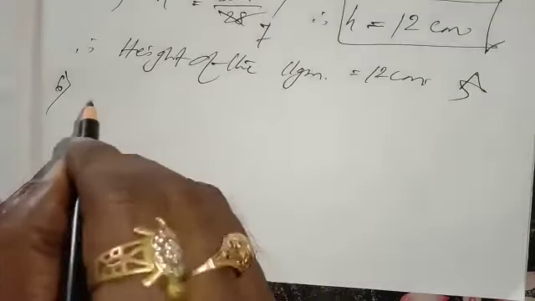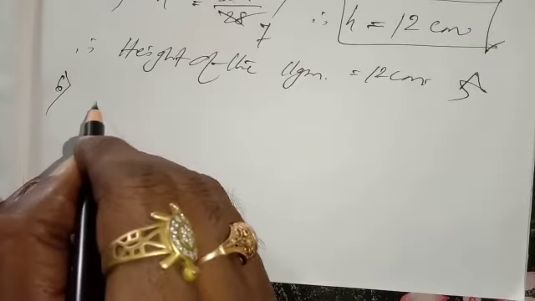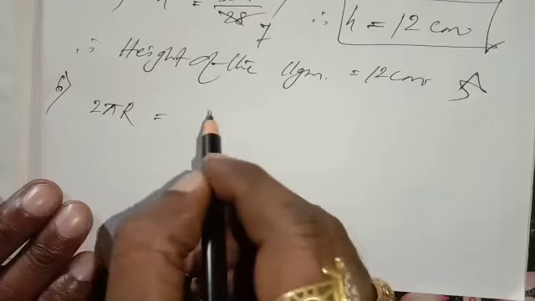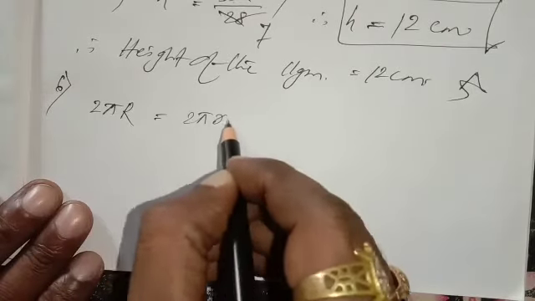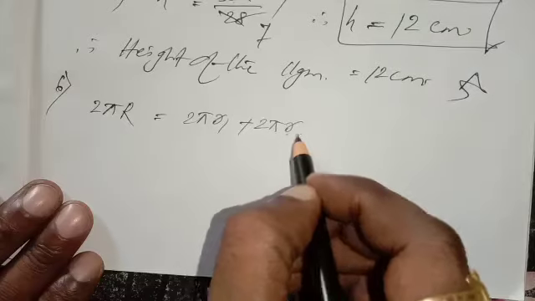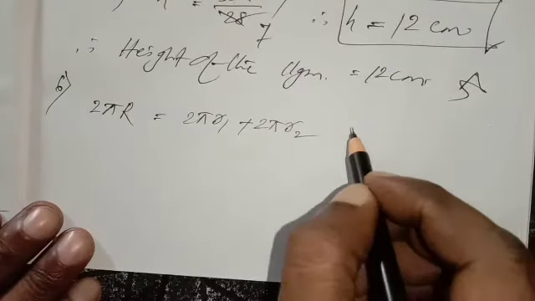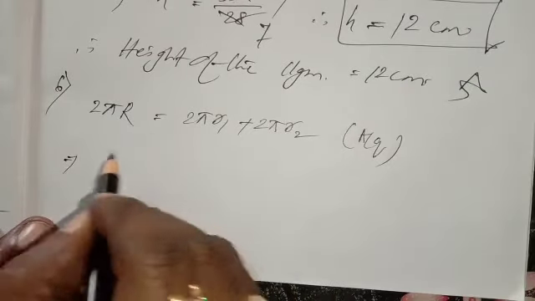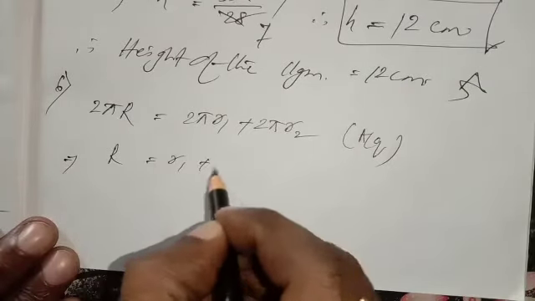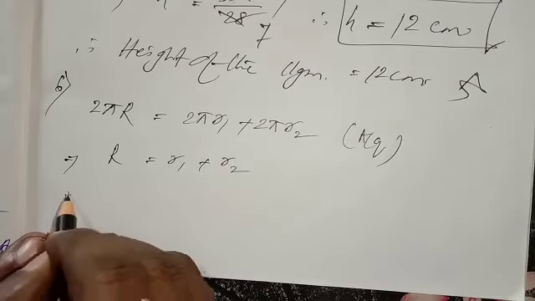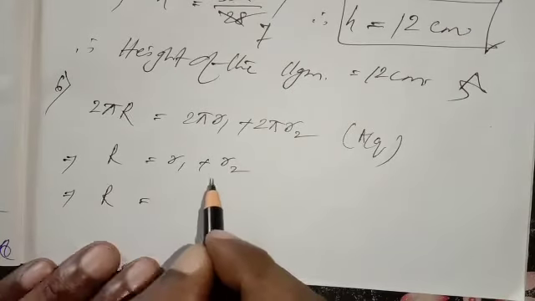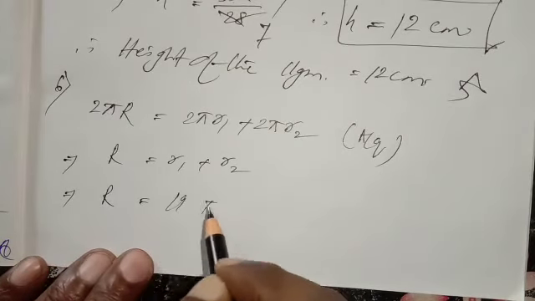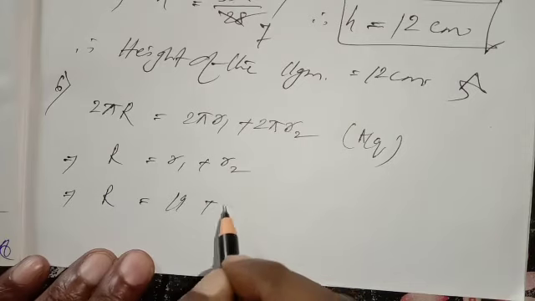Now circumference of the new circle will be 2 pi r, and circumference of first circle, that is 2 pi r1 and 2 pi r2, according to question. Now you can take 2 pi, and 2 pi will be cancelled, r is equal to r1 plus r2. Therefore the radius of the required circle will be sum of the radius of the two circles, that is 19 plus 9. How much coming?